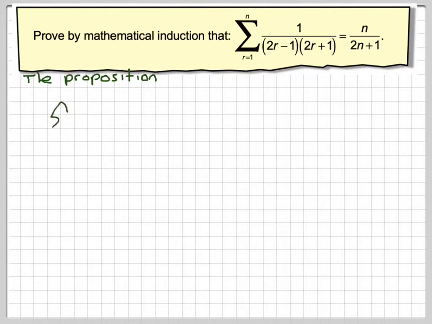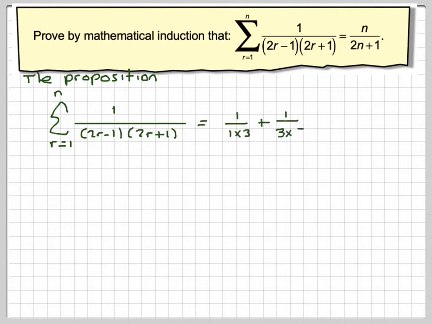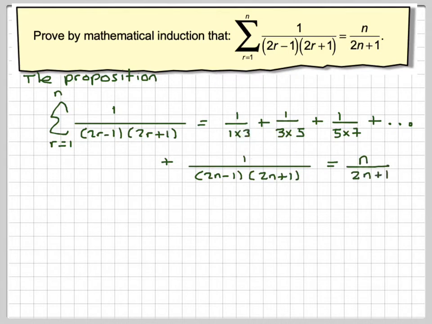So the proposition was the sum from r = 1 to n of 1 over (2r minus 1)(2r plus 1). And if you write out a few terms, that becomes 1 over 1 times 3, 1 over 3 times 5, 1 over 5 times 7, up to 1 over (2n minus 1)(2n plus 1), which will be equal to n over 2n plus 1. Right, so we prove true for a particular value, n equals 1.